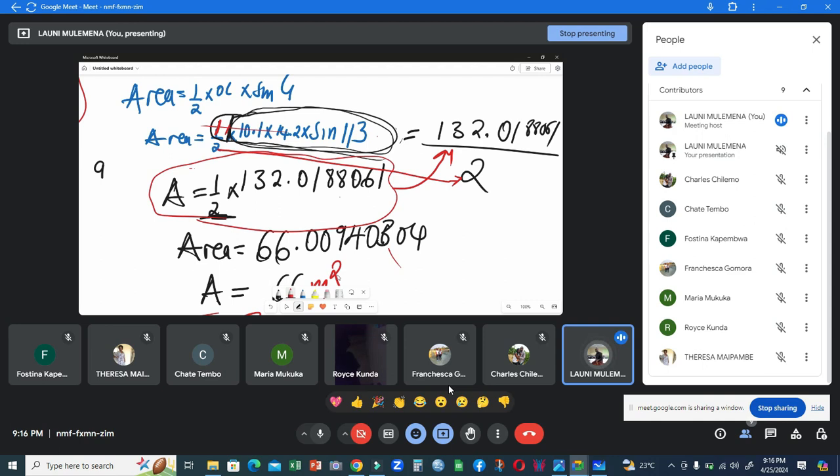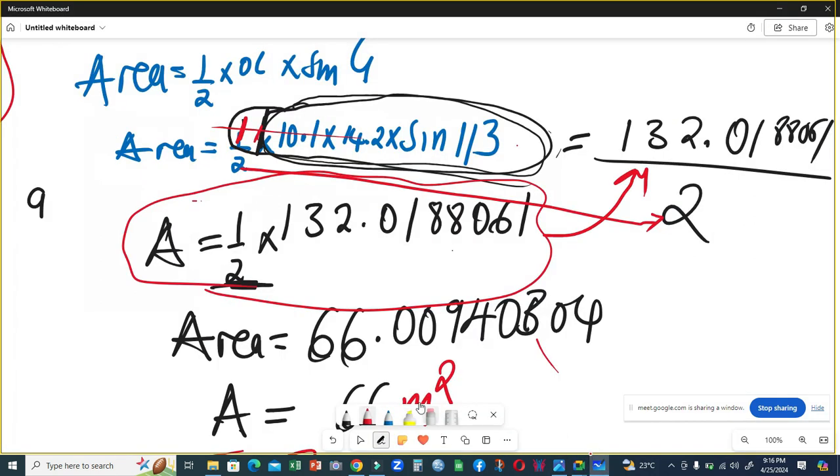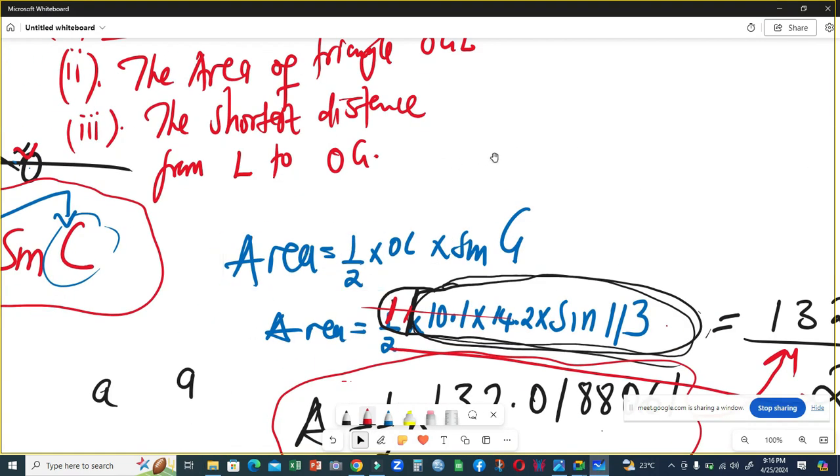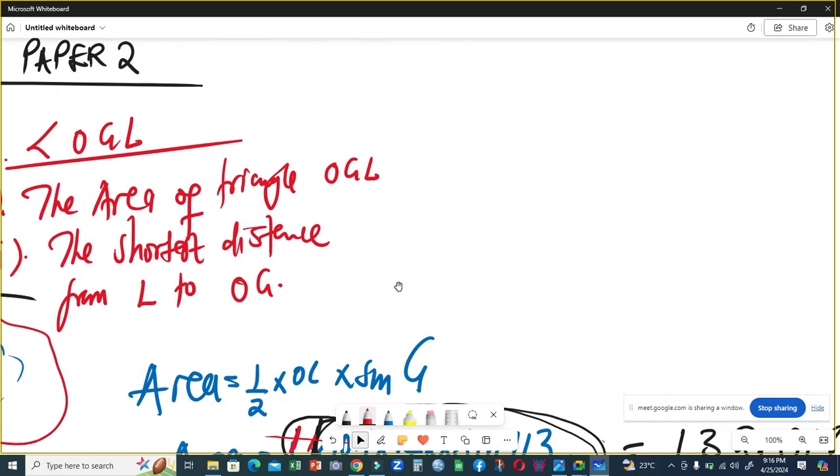If not, let's go to the last question. Okay? What is the last question? So the last question is always shortest distance. Shortest distance. Okay?